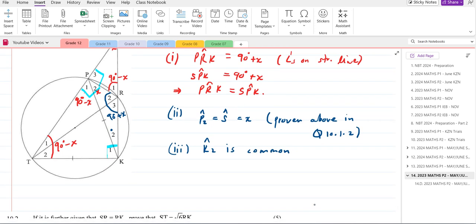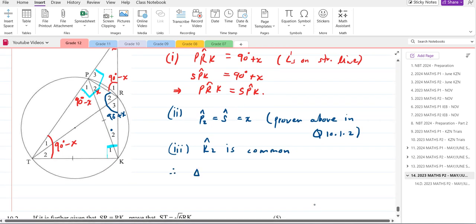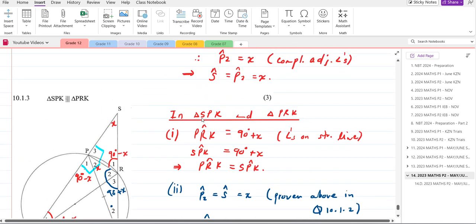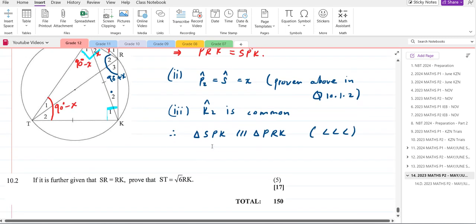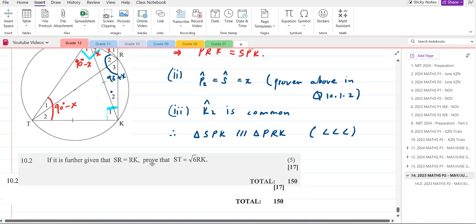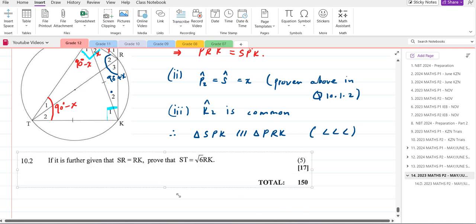So therefore these two triangles are similar, therefore triangle SPK is now similar to triangle PRK, and it is angle, angle, angle. I hope you guys understood that. SPK is similar to triangle PRK. Now the last question, I hope it's not difficult. If it is further given that SR equals RK, prove that ST equals root 6 RK.